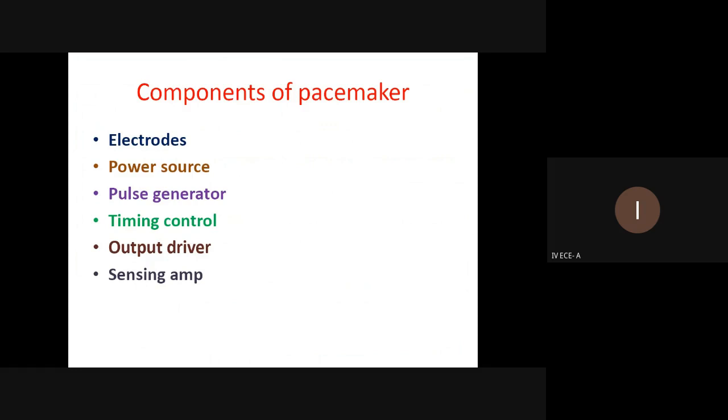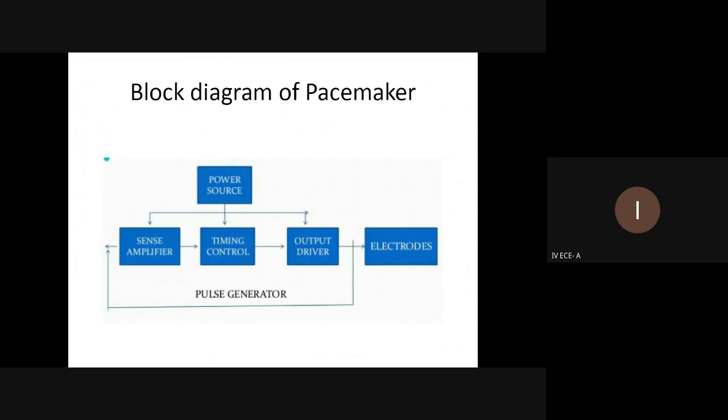So, what are the components of a pacemaker? That is electrodes, power source, pulse generator, timing control, output driver, sensing amplifier. Okay, so this is the general block diagram of a pacemaker: power source, timing control, output driver, electrodes, sense amplifier. The sense amplifier is an essential part in the pacemaker which senses whenever the pulse is required for normal operation in the heart. So the sense amplifier is necessary, an important part of the pacemaker.